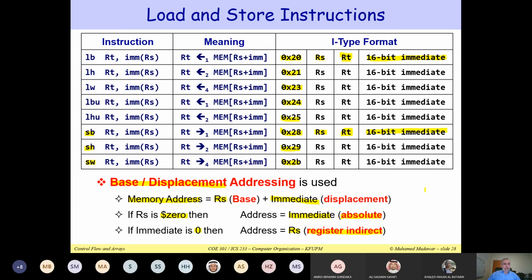So the addressing mode is called base displacement, but we can choose RS to be register 0, or we can choose the immediate to be the constant 0.